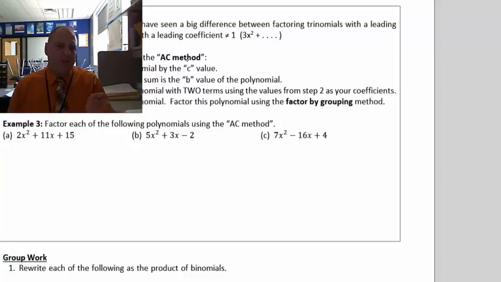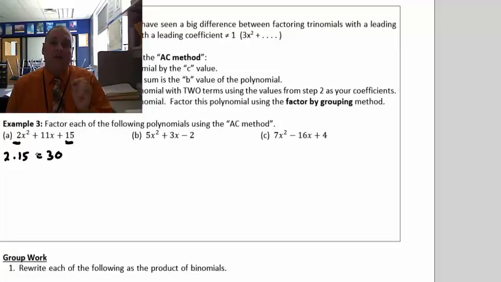Here's what you're doing. It takes a little bit of practice, but once you use it, you might like it better. You're going to multiply the A value times the C value. The A value is whatever's in front of x squared, and the C value is the constant all by itself. So this is how it works. You go 2 times 15, and that's 30.